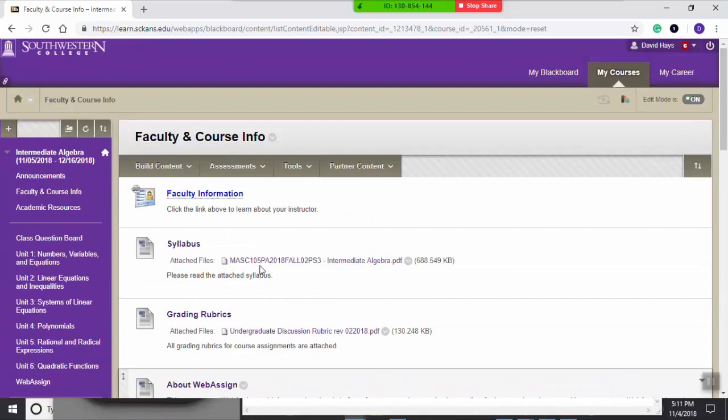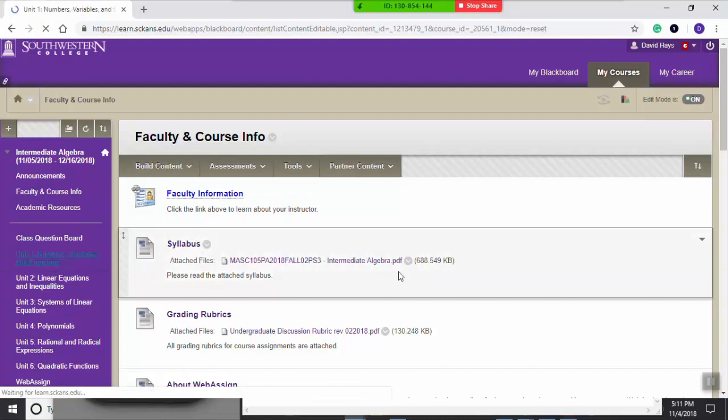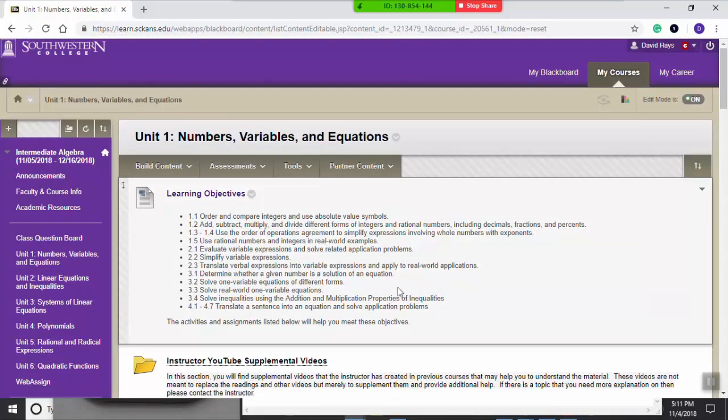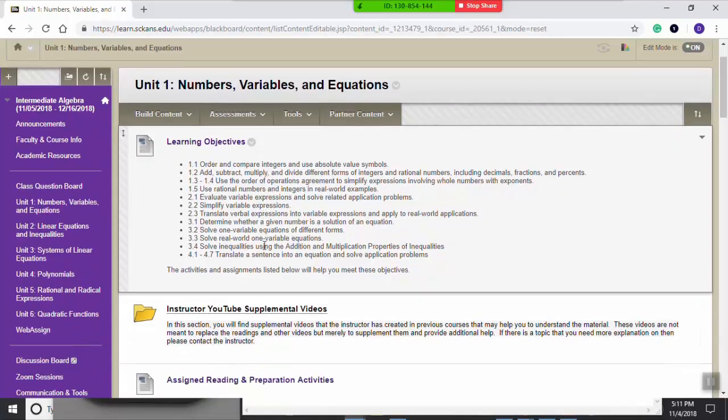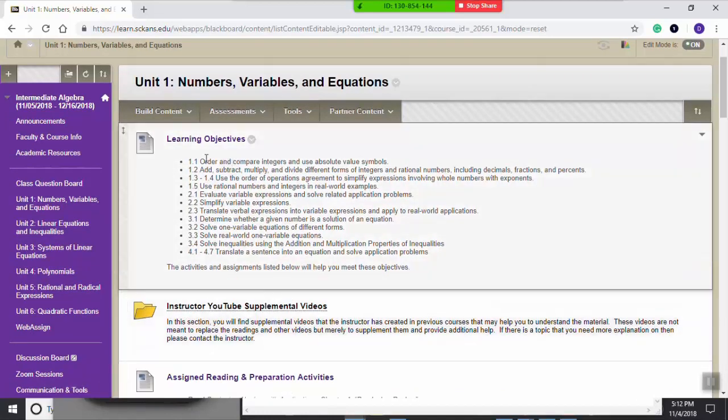Let's see if there's anything else here. Go back to Unit 1. And now we'll start talking about the material here. Oh, there's YouTube videos I'll put out here to help supplement this. These are our learning objectives. Order and compare integers and use absolute value symbols. Add, subtract, multiply, and divide different forms of integers and rational numbers, including decimals, fractions, and percents.